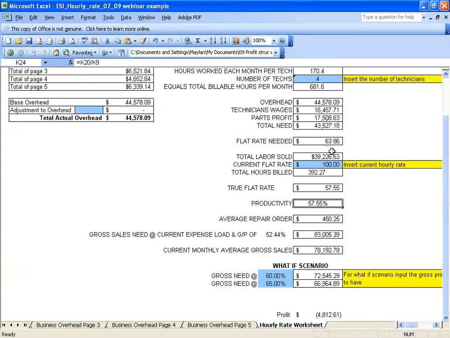Go to page 5. What did it do? What do I need to do to fix this? And you'll find, in most of you, this number, the flat rate need, you're going to be okay. What's really going to be off is this true flat rate, what you're actually charging per hour because of your productivity and because your gross profit isn't where it's supposed to be.